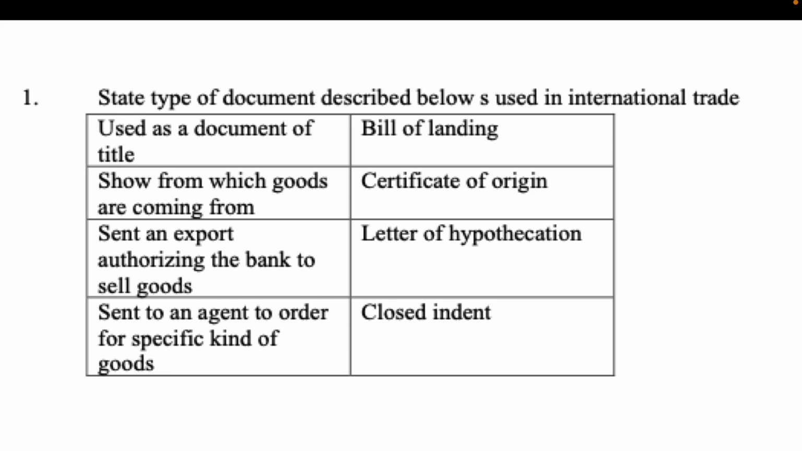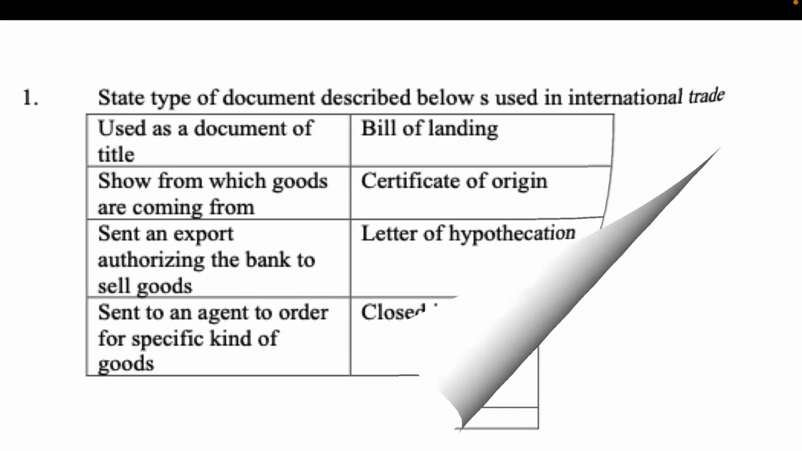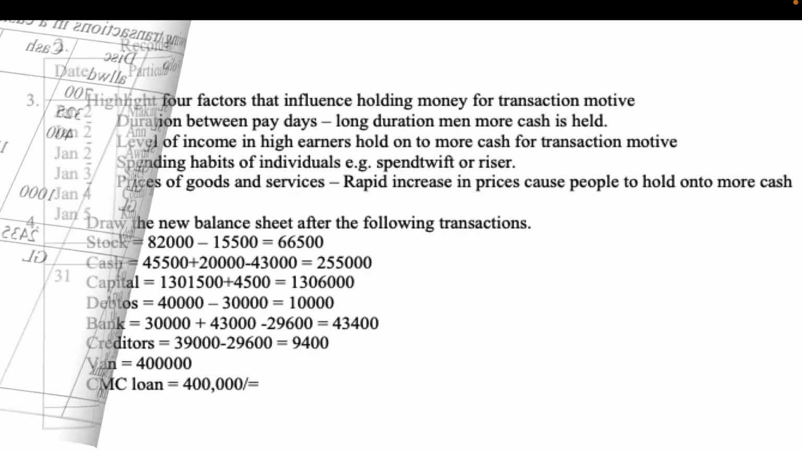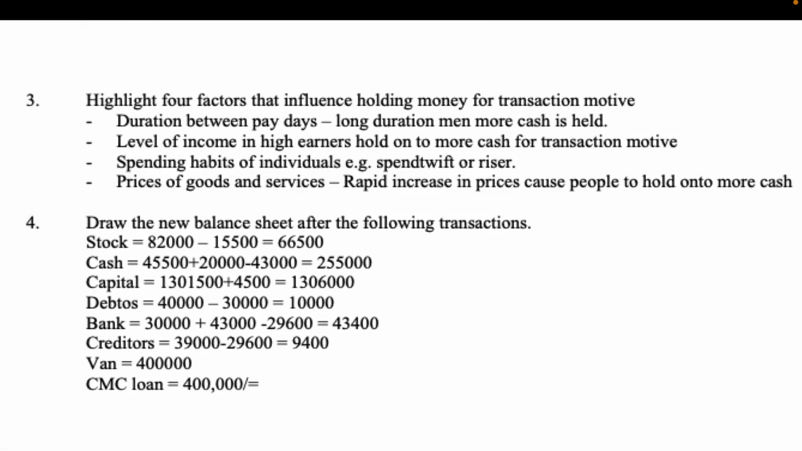Record the following transactions in a cash receipt journal. Date, particulars, folio, discount allowed, cash, bank. January 2nd, January 2nd, January 2nd, January 3rd, January 4th, January 5th. McKinney, Ann, Awar, Sales, Commission, Kim. The totals are posted to the discount allowed, cash and bank accounts in the general ledger.